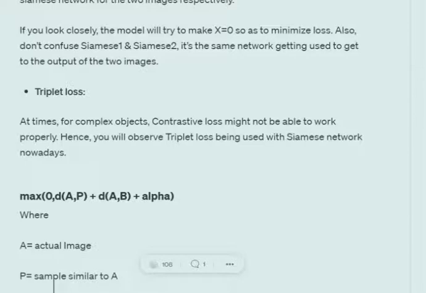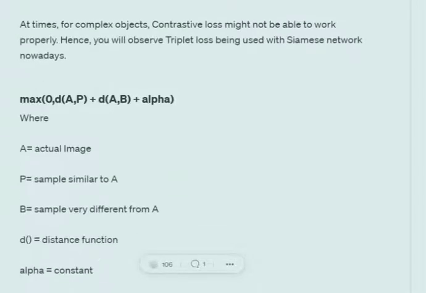So the formula is max(0, d(A,P) - d(A,B) + alpha). So alpha is a constant. What is D? D is a distance function. So we are again calculating distance between AP and AB.